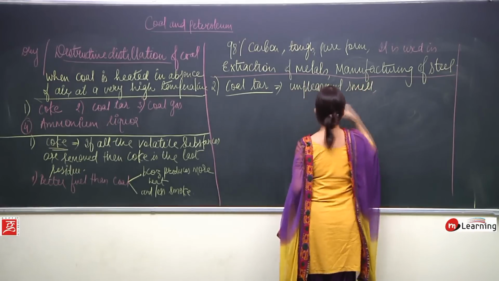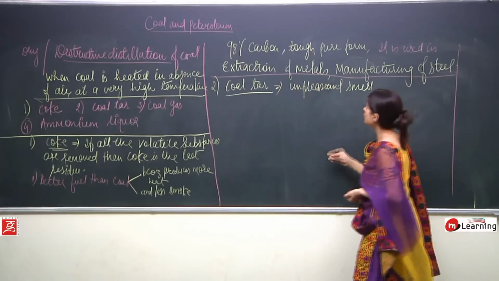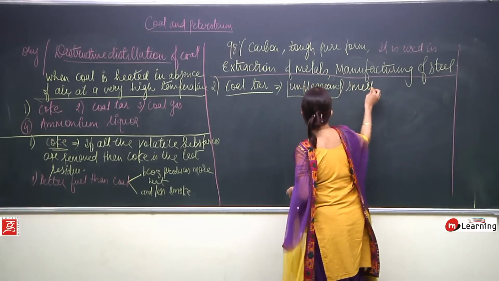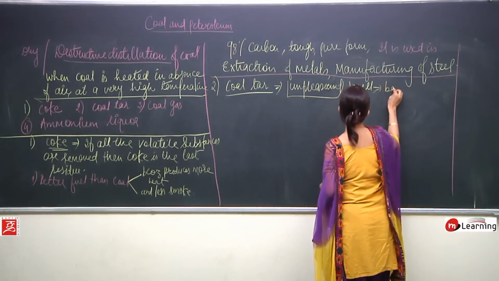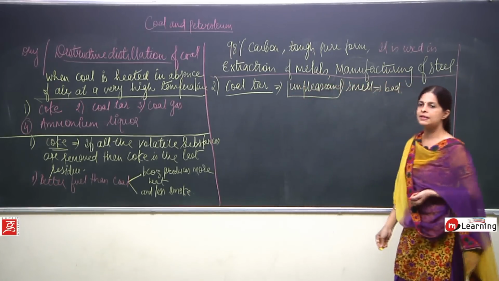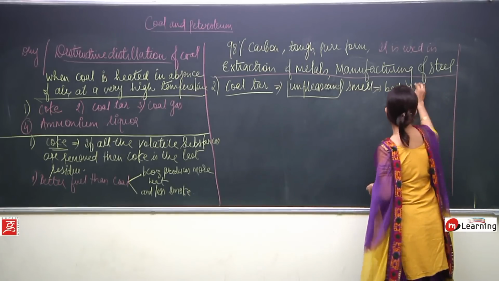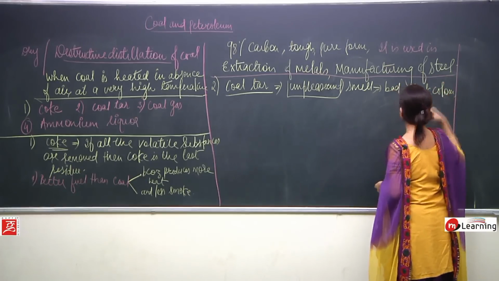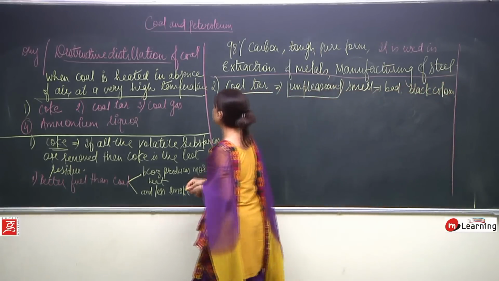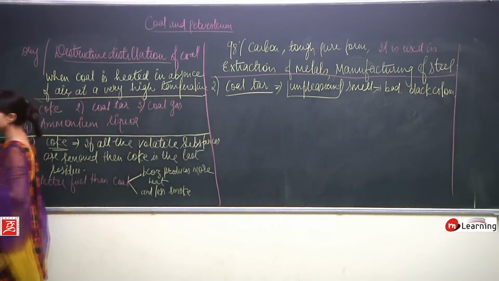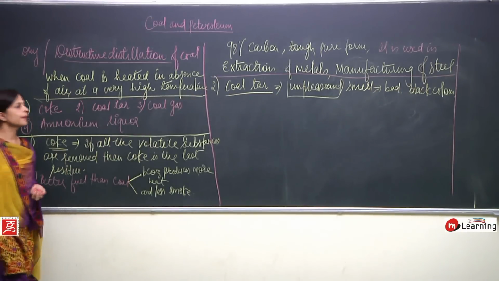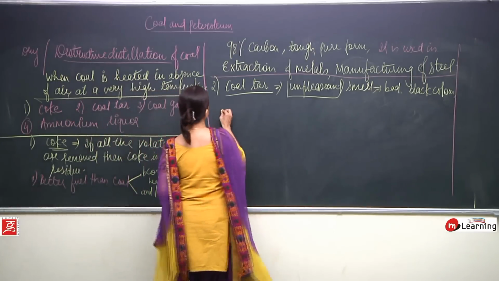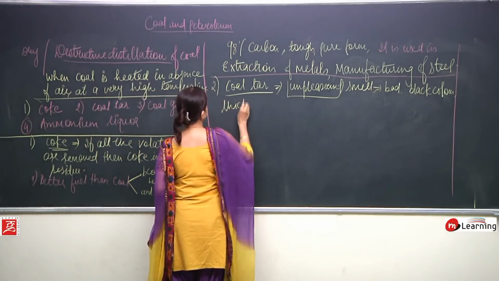Okay, unpleasant smell. That means the smell is not good. I can write: bad. Okay, bad smell. It is of black color. Then, just now I said it is viscous. Which kind of liquid is it? It is a thick liquid.